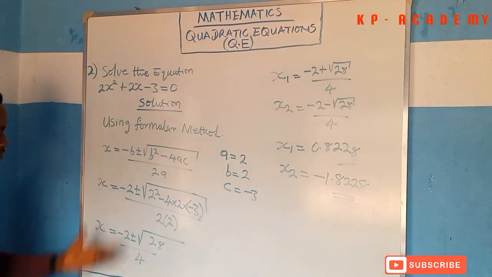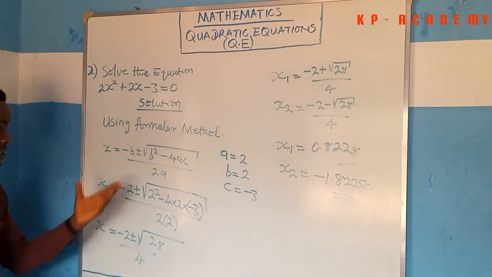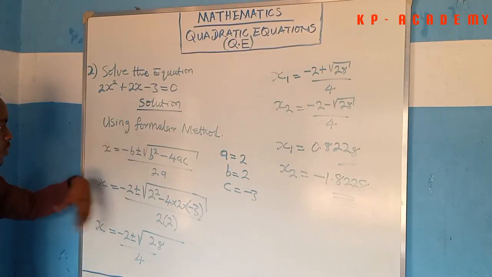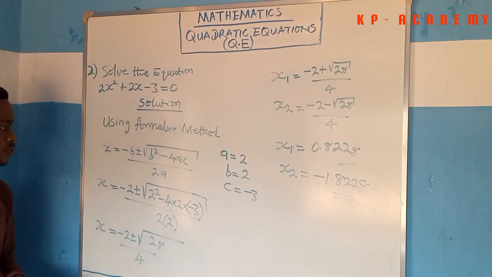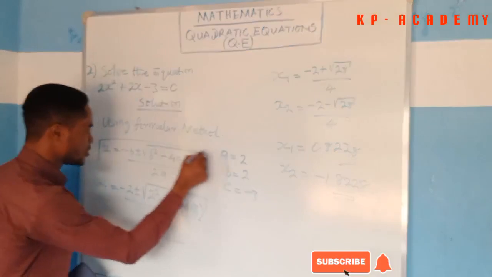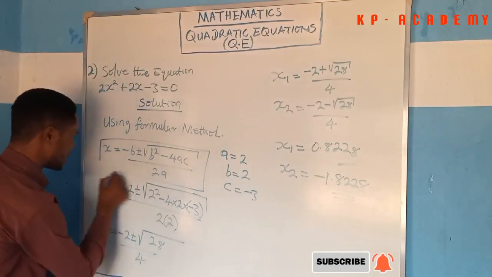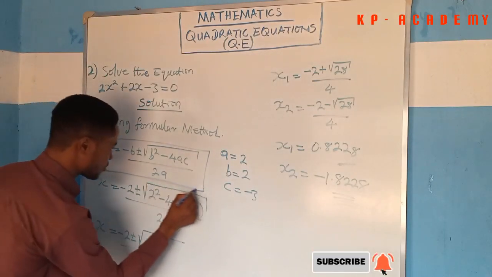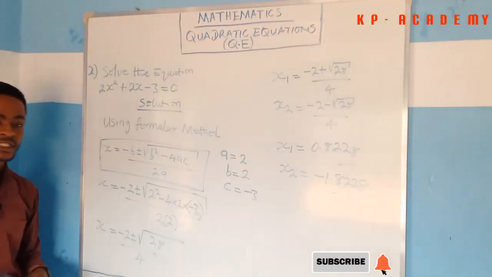If you watch carefully, you cannot solve this by factorization method, but you can solve it using formula method or even completing the square method. So when we talk about formula method, this is the formula we are talking about. So this can as well be regarded as the almighty formula for solving any problem in quadratic equation.